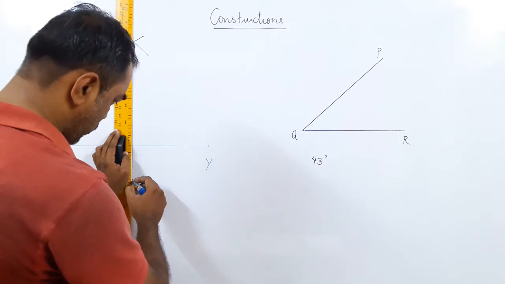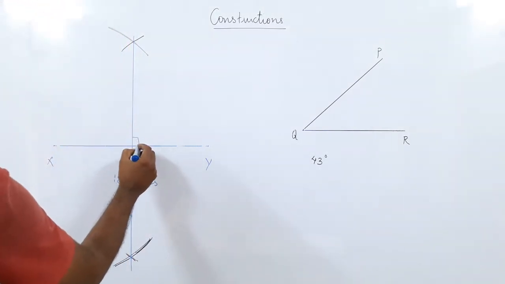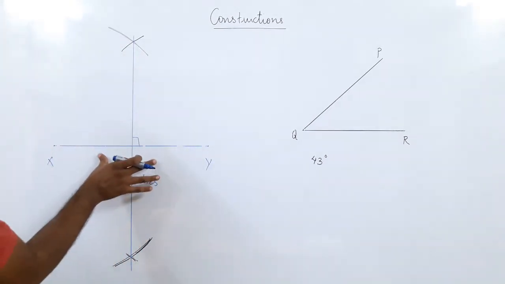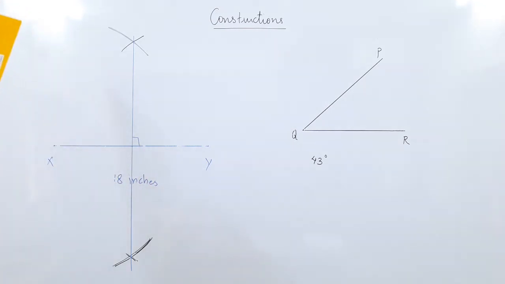I get the line segment. So you can see this line divides this line segment exactly into two equal parts at 90 degrees. So this is how you draw a perpendicular bisector. I hope you understood the steps of a perpendicular bisector.